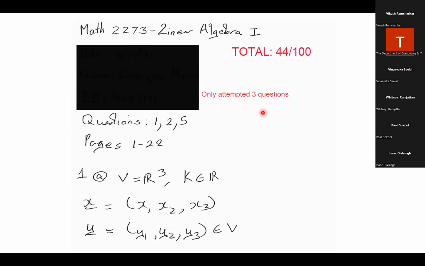So when you are marking a script online, it takes a lot longer because you need to add all these things because you can't handwrite it. You have to type it in.